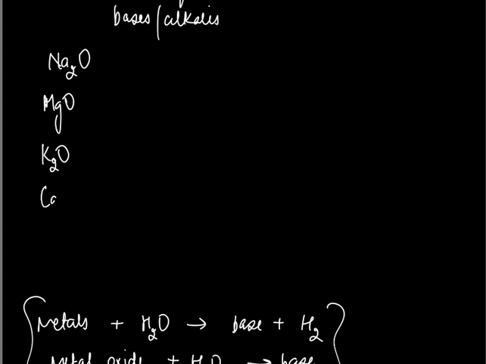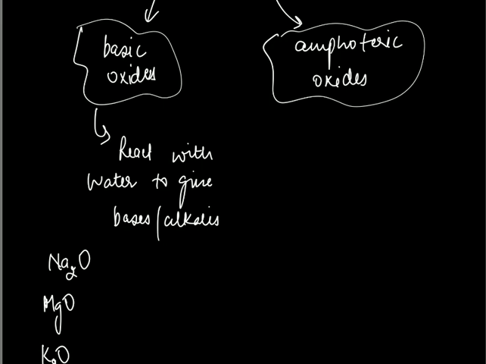We have calcium oxide, right? We have so many others: sodium, magnesium, calcium, potassium. So I'll just write etc. These are going to react with water, but we don't have many alkalis. Just remember that. Then we go to amphoteric oxides.